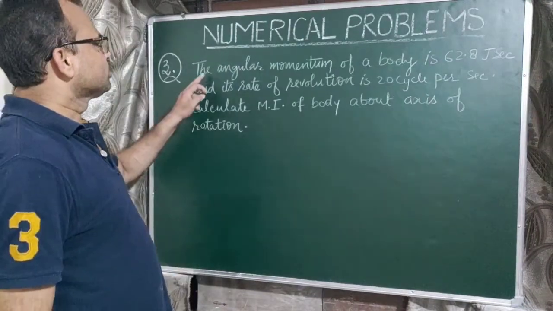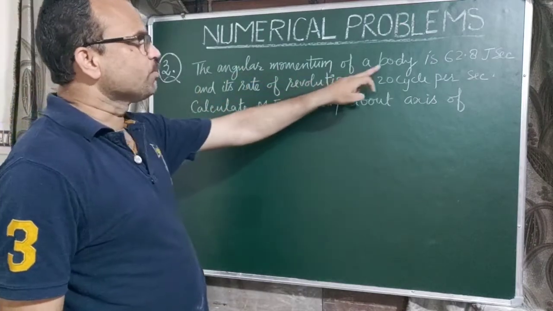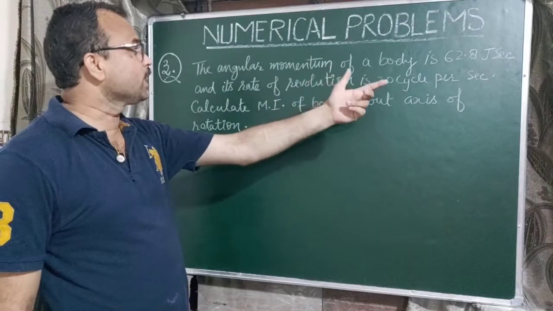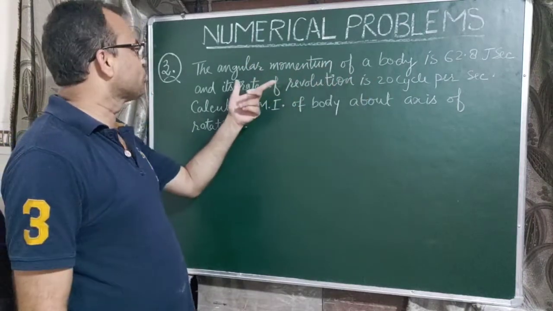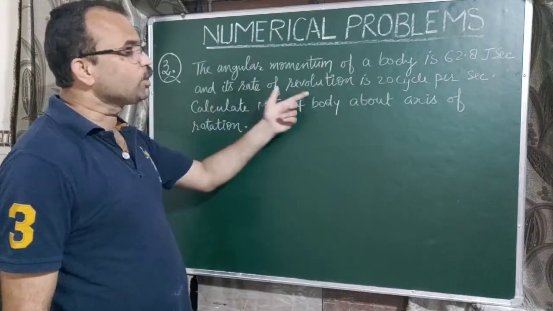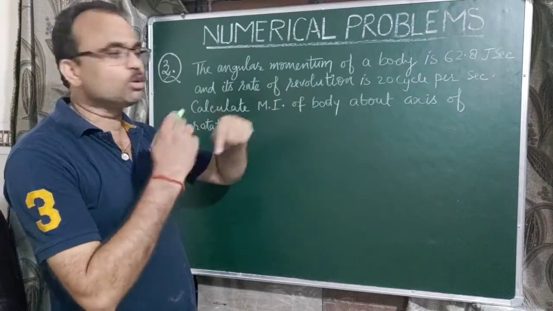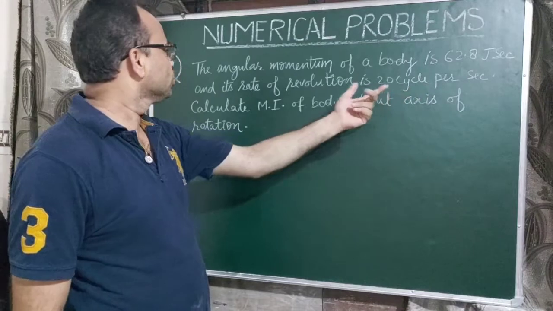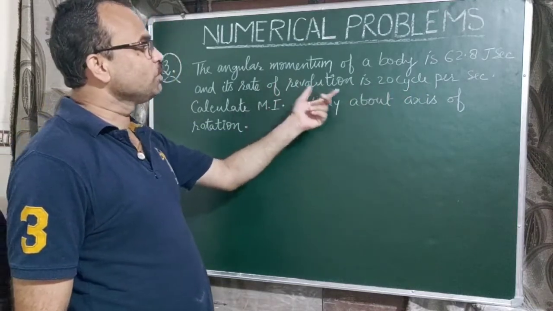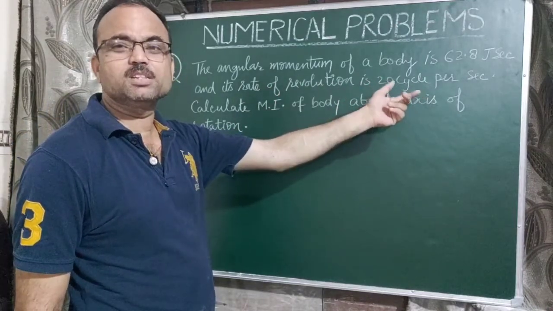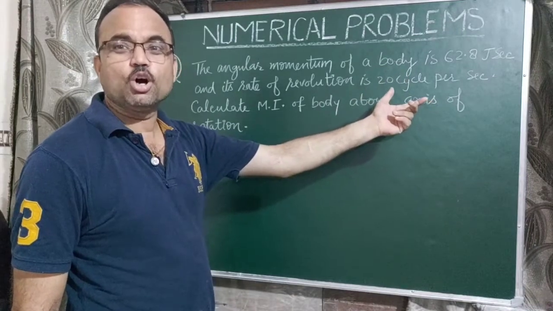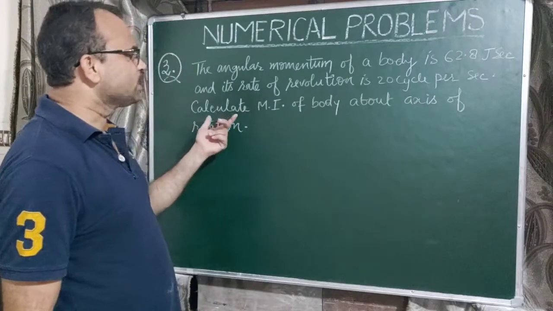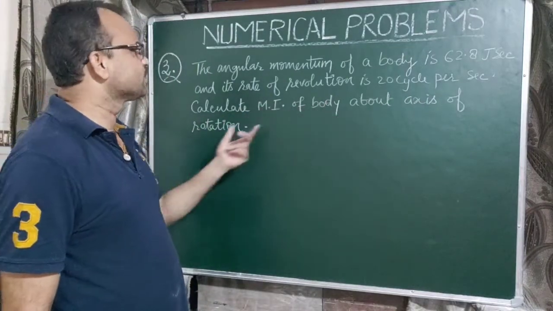Now note the question number 3. The angular momentum of a body is 62.8 joule second. Here joule second is another unit of angular momentum. Okay, and its rate of revolution, means number of revolutions per second, is given as 20 cycle per second. So another unit of revolution is cycle per second, means revolution per second or rotation per second. So it is the unit of frequency. Calculate the moment of inertia of the body about the axis of rotation.